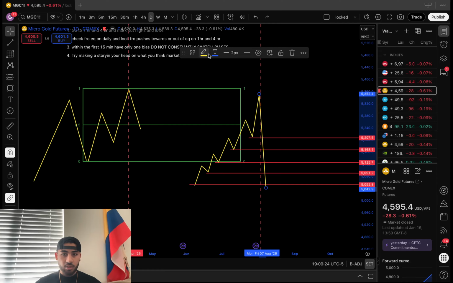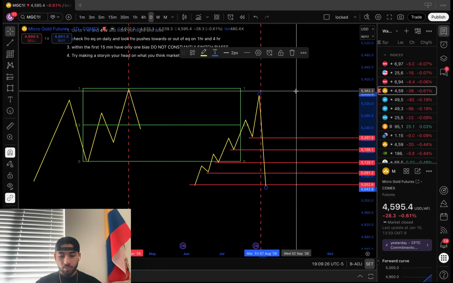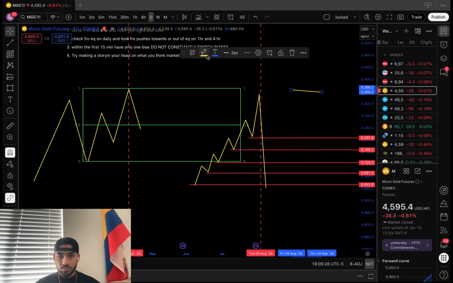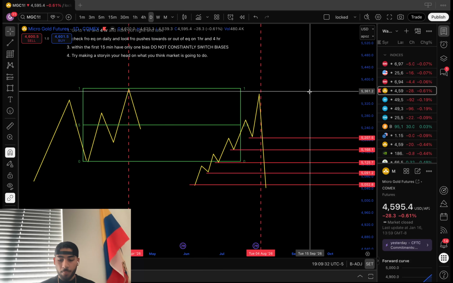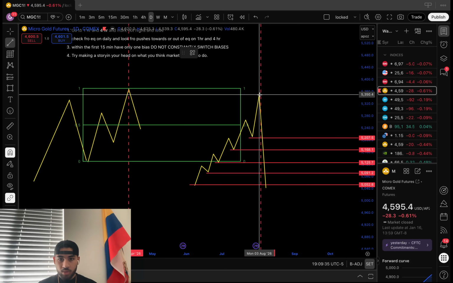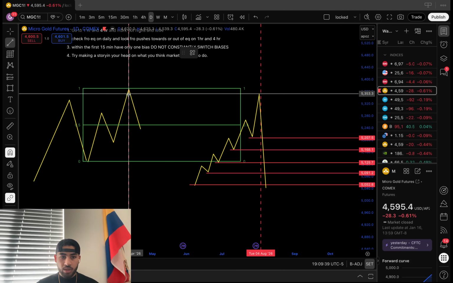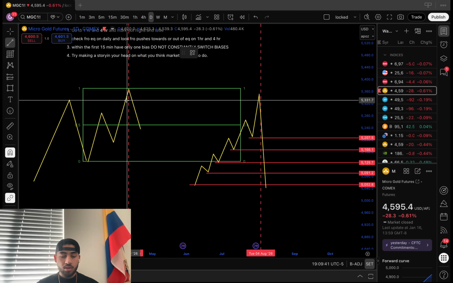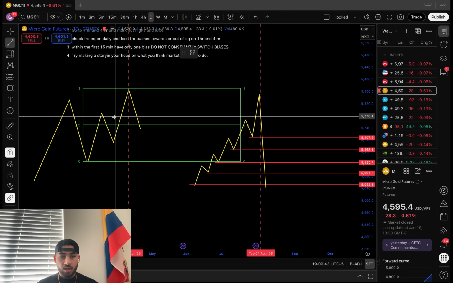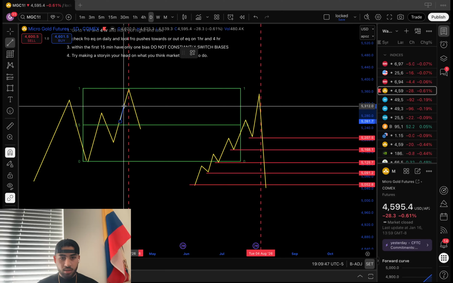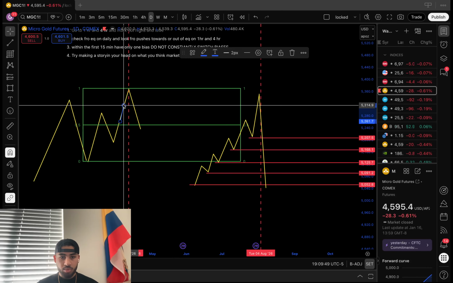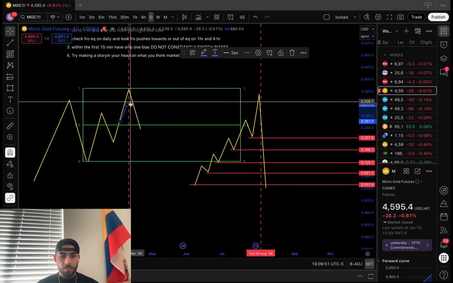The second scenario I would like to see, let's make this one blue. Let's say market comes and we don't sweep this yet. Let's say right there, and then we're right here at market open. Market open, we're right here.